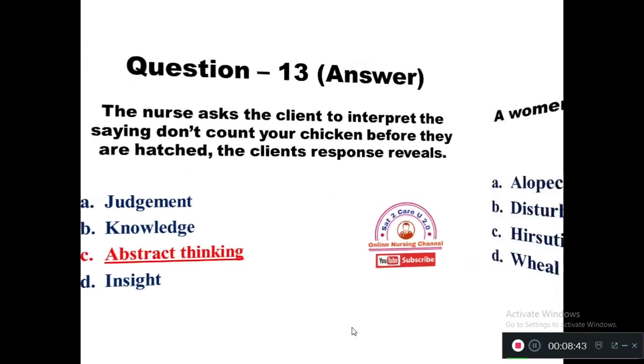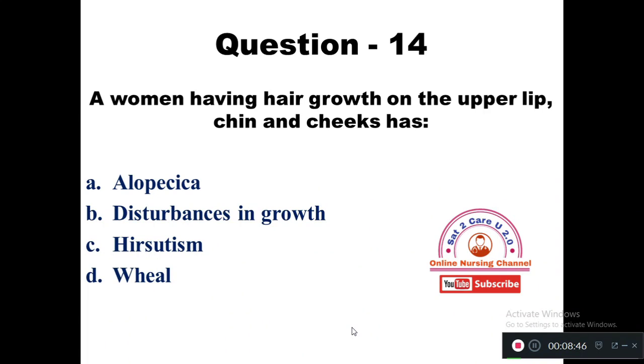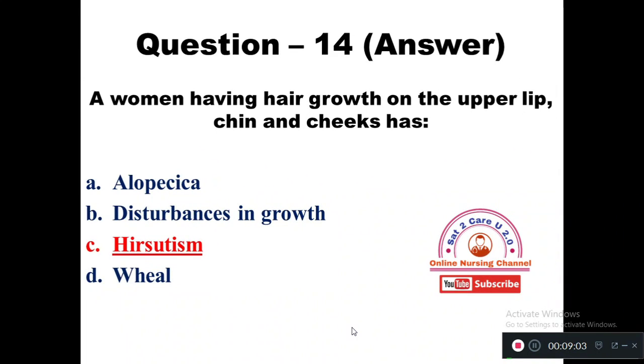Question number 14. A woman having hair growth on the upper lip, chin and cheeks has A, Alopecia, B, Disturbances in growth, C, Hirsutism and D is wheal. So abnormal hair growth in female is hirsutism, option C.